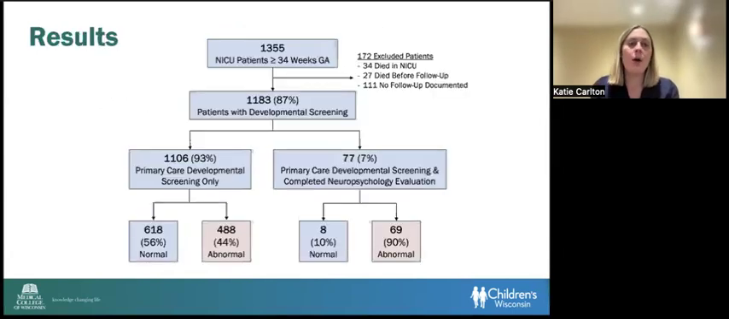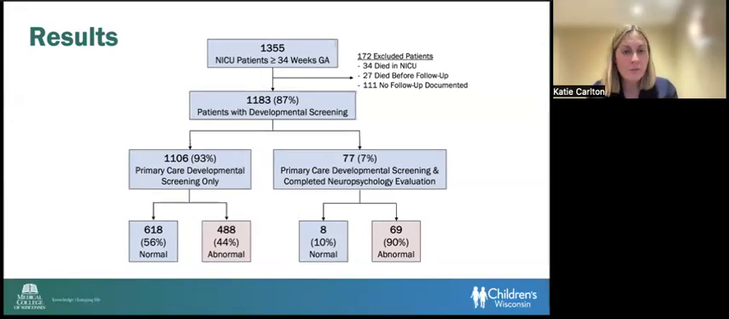So we screened 1,355 charts of these NICU patients. We then went on to find that 87% of them received that developmental screening and did not need to be excluded. 1,106, or 93% of infants, had routine primary care developmental screening only, and 7% had both their routine primary care screening and then a neuropsychology evaluation.